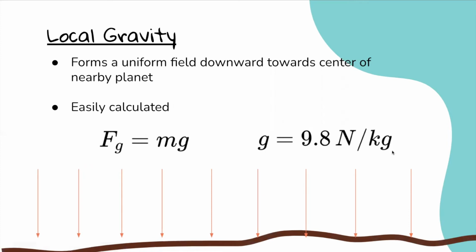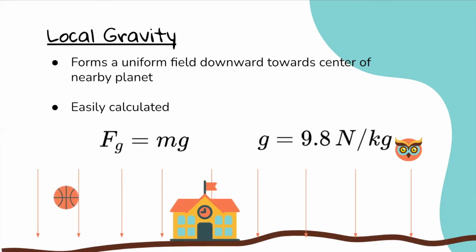So I could use the 9.8 newtons per kilogram for the gravitational field of this owl that's flying through the air, or the schoolhouse that's actually on the surface, or a basketball that's shot into the air, or a school bag that's laying on the ground. I could use the local gravitational force equation in order to calculate any of those objects' weights because I know we're on Earth and I know the gravitational field of the Earth. If we were to move all of these objects to another planet, I would only need to know the gravitational fields of that planet in order to calculate the weight using this equation.